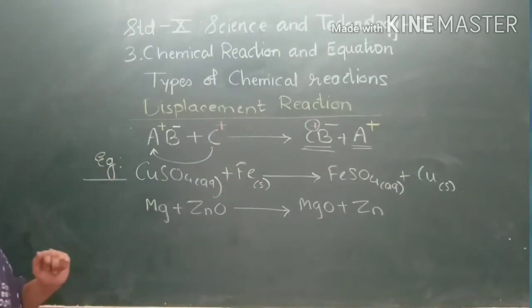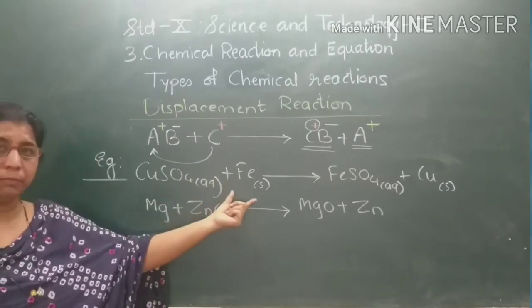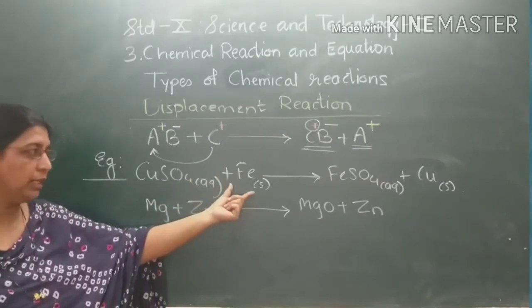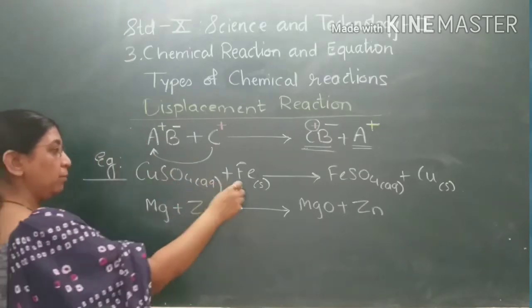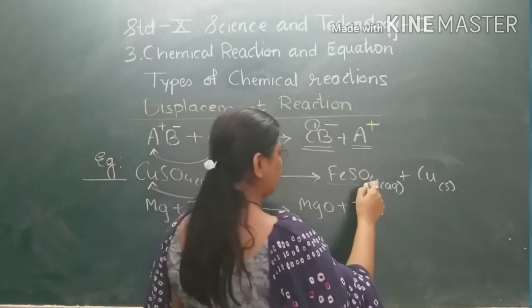Let us study some examples. CuSO4, if taken in aqueous medium and iron is added into it in solid state, Fe becoming more reactive displaces copper and FeSO4 is formed.